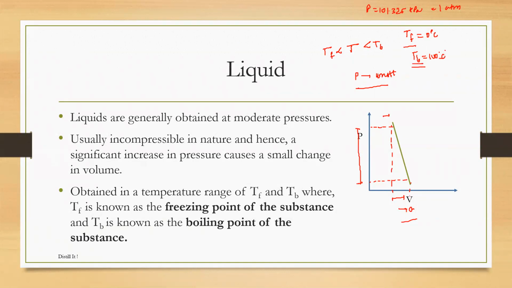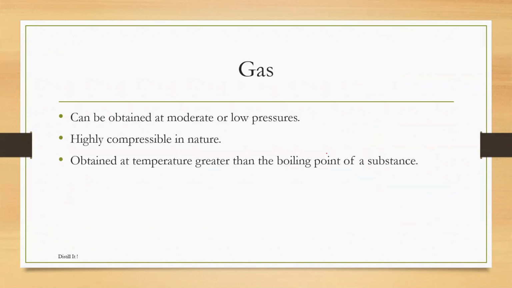If you increase the temperature over 100 degrees Celsius, then you will get vapor. If you decrease the temperature to less than 0 degrees Celsius, then in that case you will get solid. All right, ice. Right. Then when we talk about gases, gases are generally obtained at moderate or low pressures.